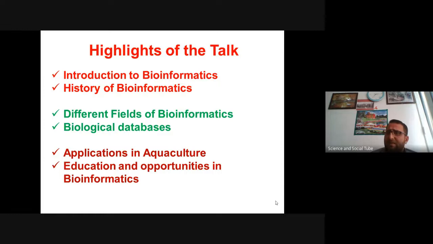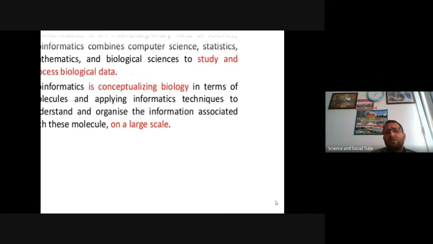And at the last, I will also give one or two slides talking about what are the opportunities in terms of education. Nowadays there are degrees, there are industries where we have the opportunity to learn and do research in the bioinformatics area. So let's start directly.